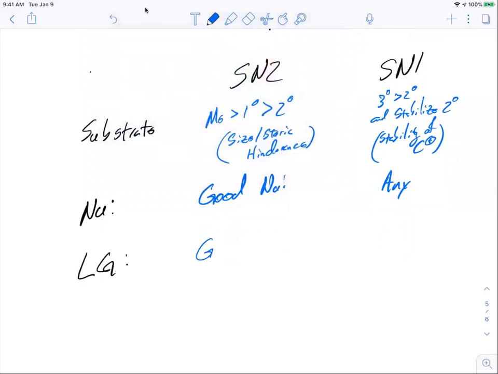Leaving groups are about the same. We need a good leaving group. SN2 favors polarizable leaving groups, because what's happening in our transition state for SN2 is this negative coming in and the leaving group leaving all in the same transition state. So it's going to end up with partial negatives and partial positives. And so polarizable is the one we usually refer to here.